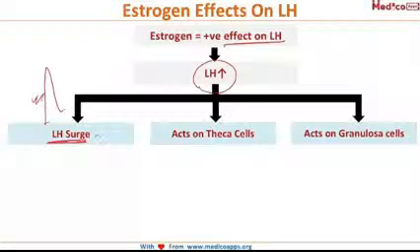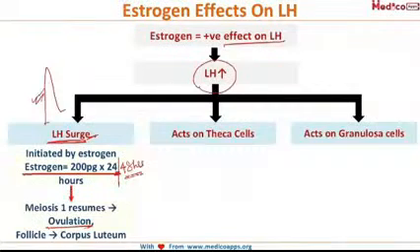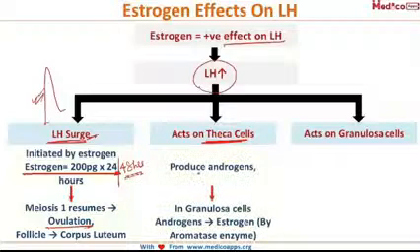And it is because of this LH surge, I told you, that resumption of Meiosis I occurs, and subsequently ovulation will occur. And for this LH surge to occur, the estrogen levels should remain elevated for another 24 to 48 hours. Now the second function of LH hormone is that it acts on the theca cells, the outer cell layer of the primordial follicle, and here it leads to the production of androgens.